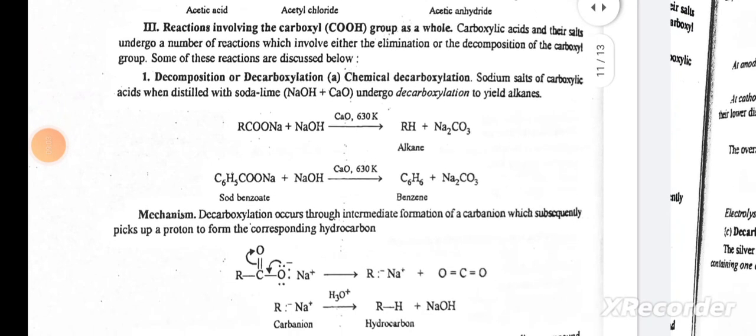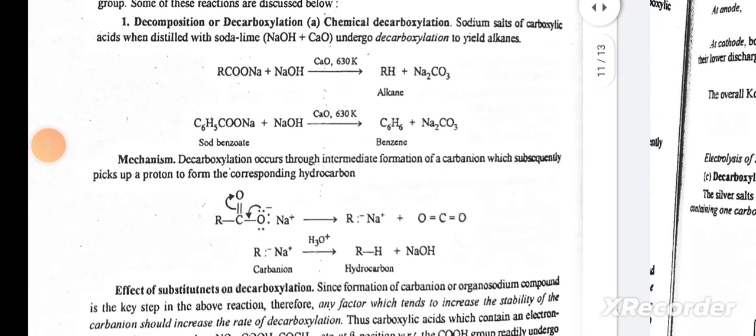acetic anhydride. Reactions involving the carboxyl group as a whole: carboxylic acids and their salts undergo a number of reactions which involve either the elimination or the decomposition of the carboxyl group. Some of these reactions are discussed below. Decomposition or decarboxylation: chemical decarboxylation. Sodium salts of carboxylic acids, when distilled with soda lime (NaOH plus CaO), undergo decarboxylation to yield alkanes.